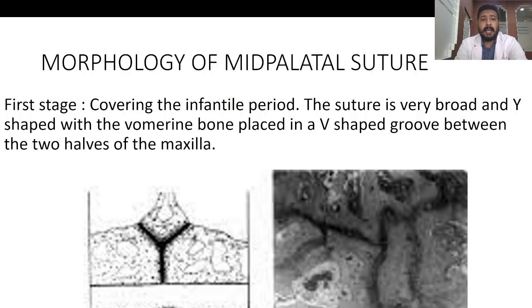Persson and Thilander had very clearly classified the morphology of the mid-palatal suture, where they divided it into three stages. The first stage is the infantile period, in which the suture is very broad and Y-shaped, with the vomerine bone placed in the V-shaped groove between the two halves of the maxilla. If you look at the image below, you can see the Y shape, where the V shape is the vomerine bone, and the other two are the two halves of the maxilla.